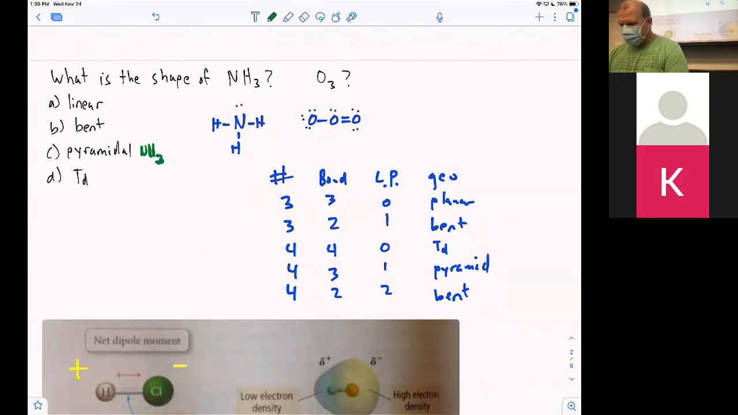How about ozone? There's the Lewis structure for ozone right there. How many think it's linear? How many think it's bent? How many think it's pyramidal? I think it's tetrahedral. So how many groups are there? For this one there are 3 groups: 2 bonding, 1 lone pair. It doesn't matter if it's double bonded or triple bonded or single bonded. It just matters if it's bonded.